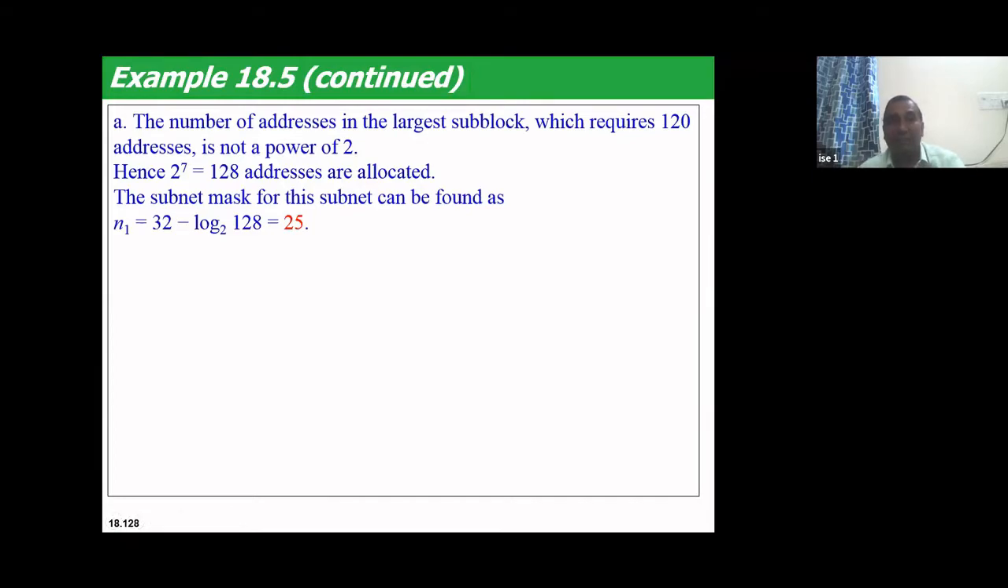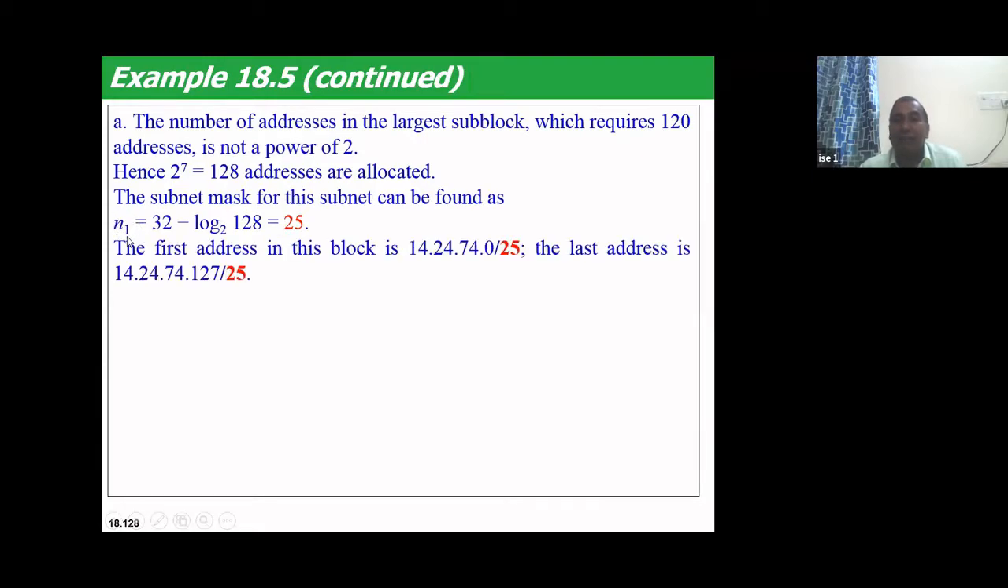The subnet mask for this subnet can be found as N1 equals 32 minus log of this. So 25 is this N1. N1 is the prefix value. Got the idea? The first address in this block is 14.24.74.0/25. And the last address is given by this formula.